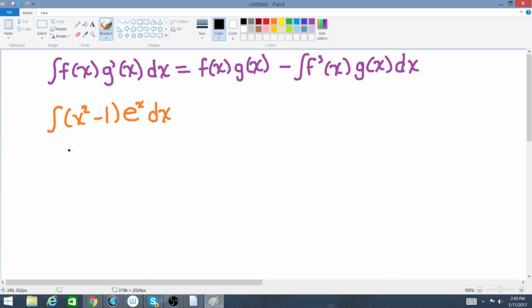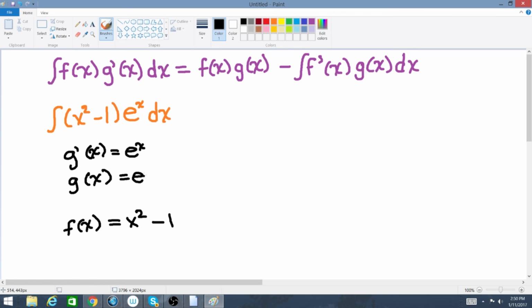So let's write this down. g prime of x equals e to the x, and f of x equals x squared minus 1. Now if we look in the formula, we also need g of x and we also need f prime of x, so let's also find those. g of x would be the antiderivative of e to the x, which is again e to the x, and f prime of x would be 2x.